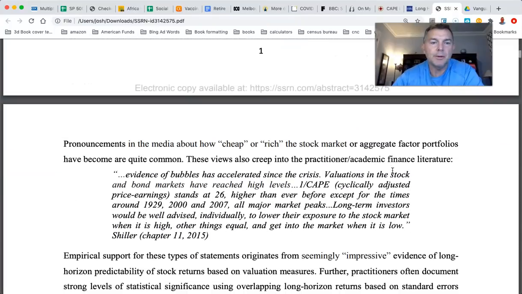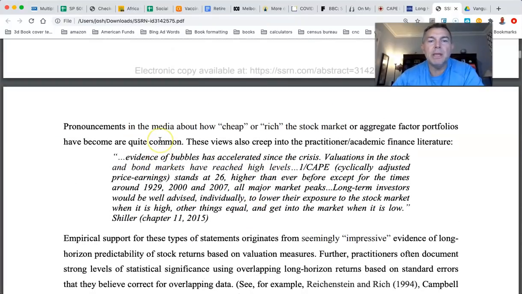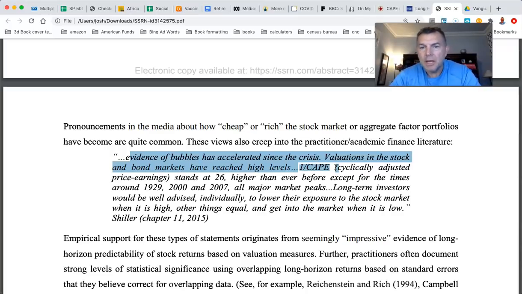So he talks about right here. Pronouncements in the media of how cheap or rich the stock market or aggregate factor portfolios have become are quite common. These views often creep into practitioner and academic financial literature. Evidence of bubbles has accelerated since the GFC, global financial crisis. Valuations of stock and bond markets have reached high levels. Cape, cyclically adjusted PE, stands at 26, higher than ever before, except for the times around 1929, 2000, 2007. All major market peaks.